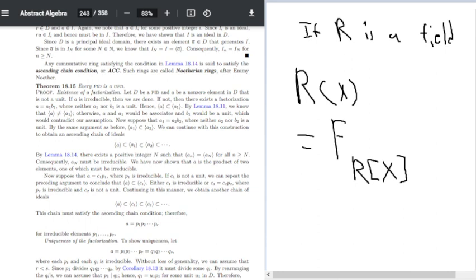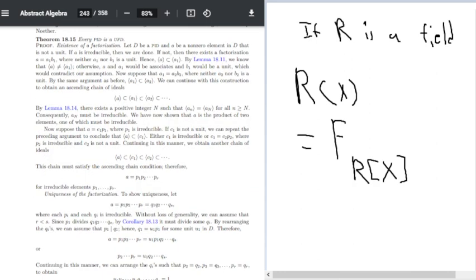By Lemma 18.14, there exists a positive integer N such that the principal ideal generated by An is equal to the principal ideal generated by A_N for all n greater than or equal to N. Consequently, A_N must be irreducible. We have now shown that A is the product of two elements, one of which is irreducible.